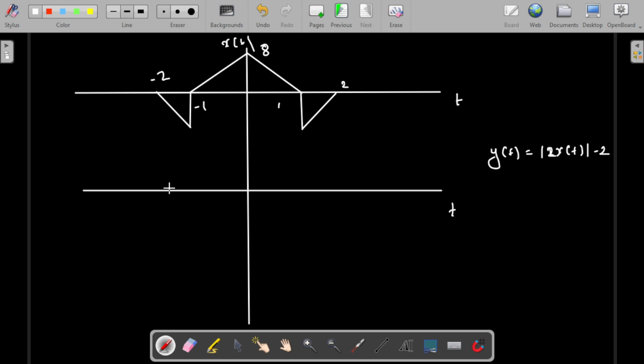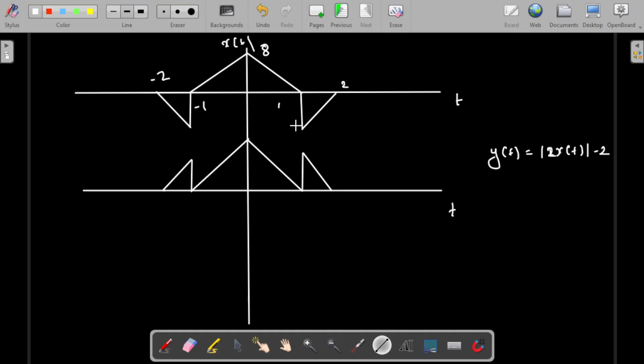Okay, so if you take the modulus, this value will be shifted upward, right? So I'm going to do that one first. This value will be shifted upward and it will come like this. And again, the positive values above will be as they are, right? So this will be a straight 90-degree curve and this will trace like this.